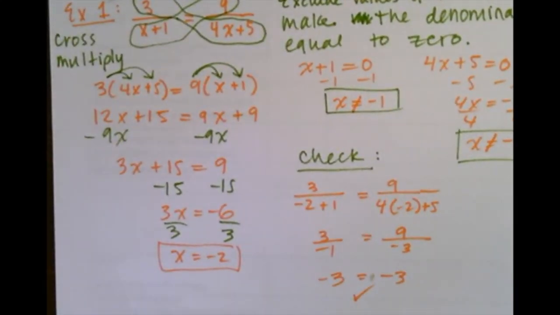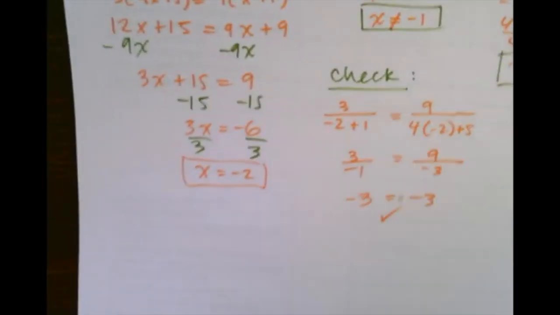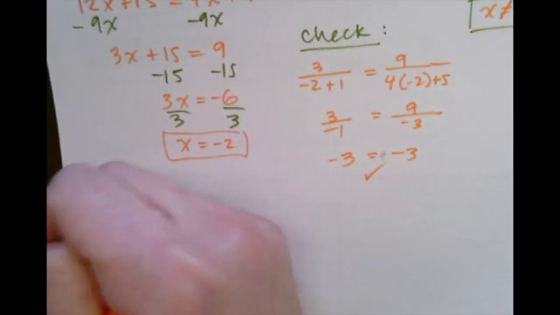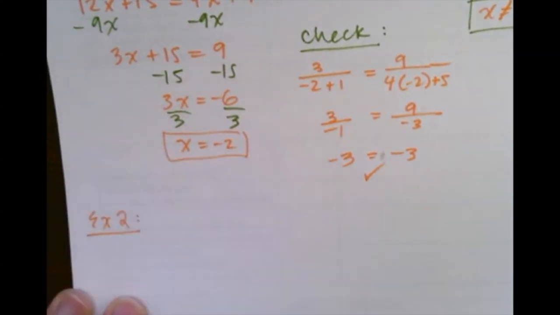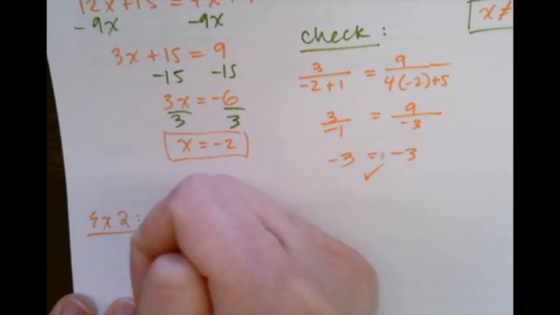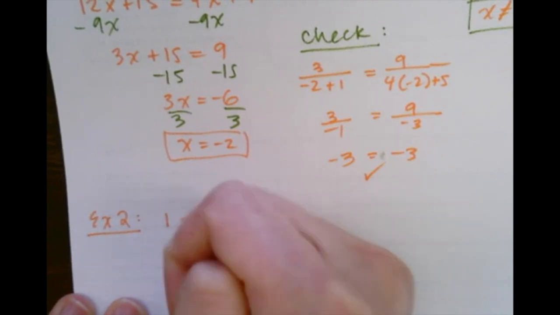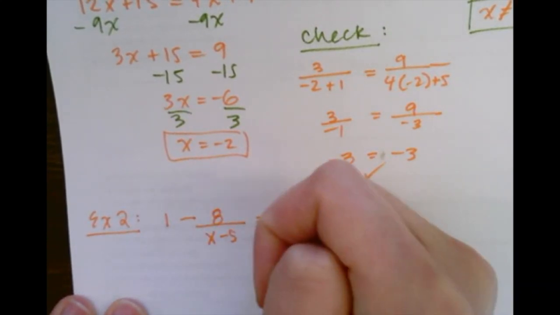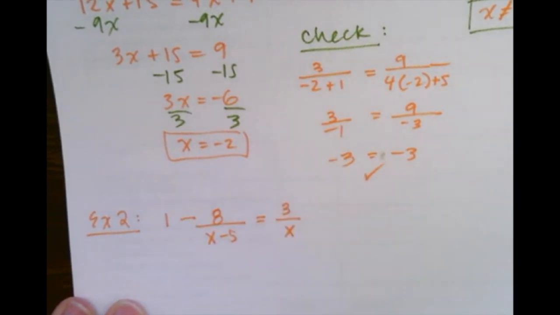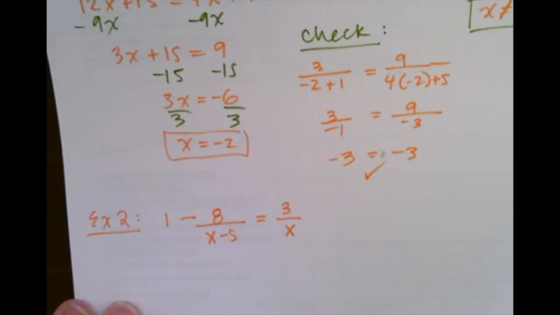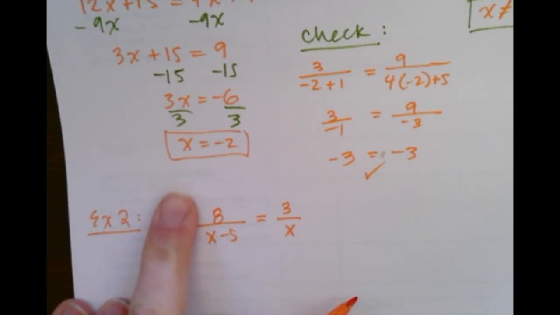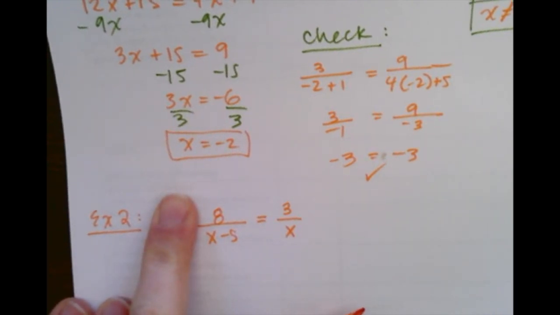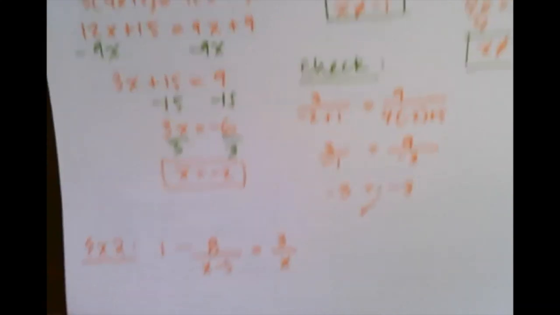Now we're going to do an example where we cannot cross multiply, so we have to use another strategy. Example 2 is 1 minus 8 over x minus 5 is equal to 3 over x. I cannot cross multiply here because I have this 1 minus out front. I can only cross multiply if it was just a fraction equal to another fraction.